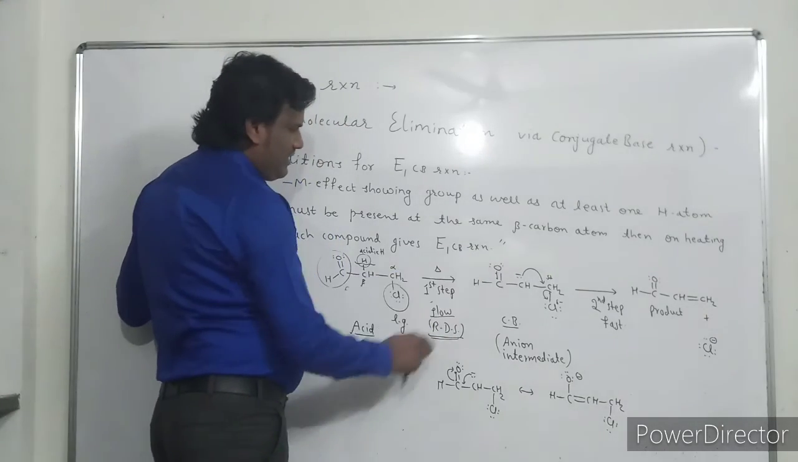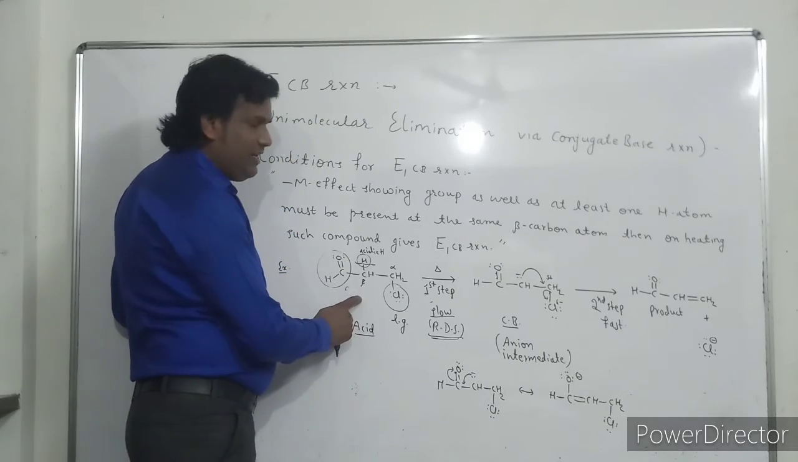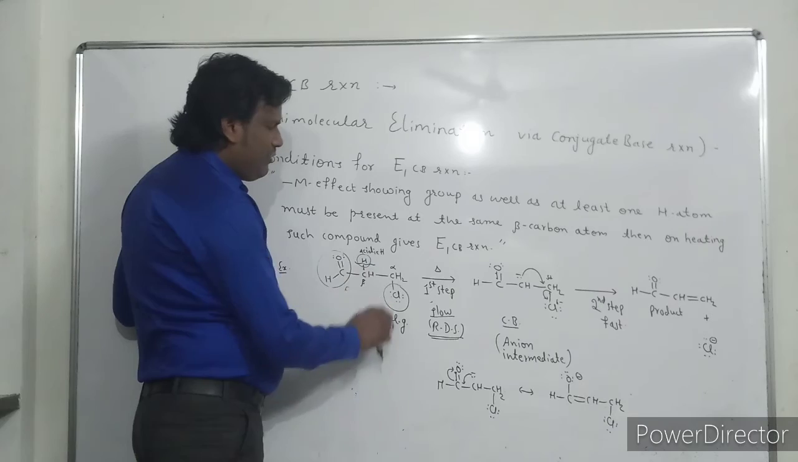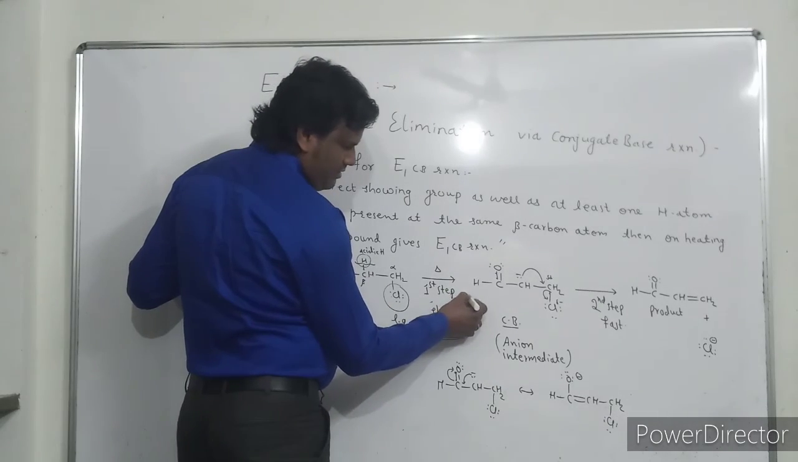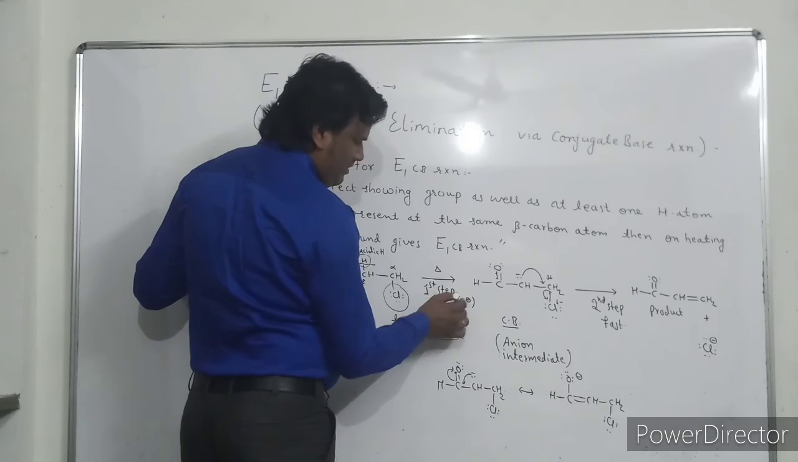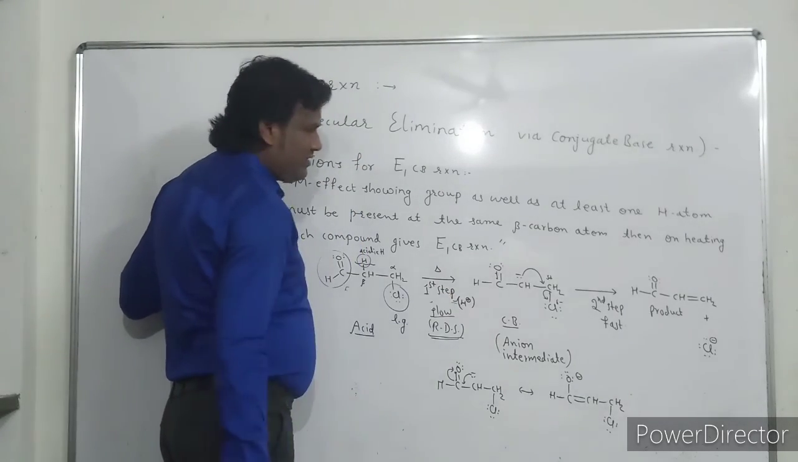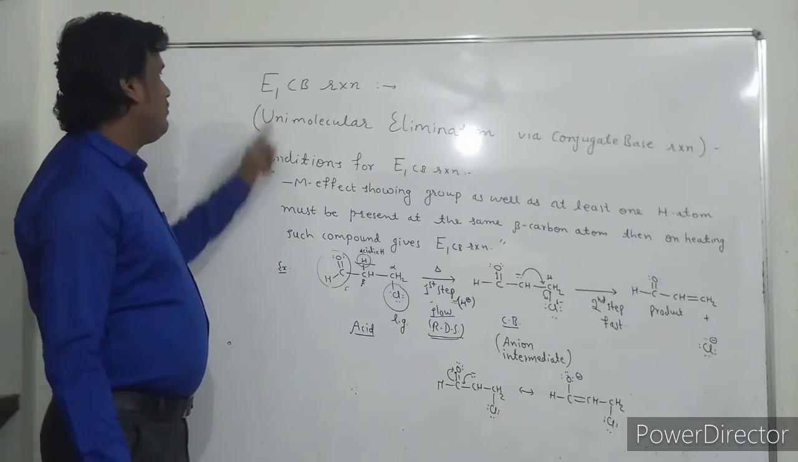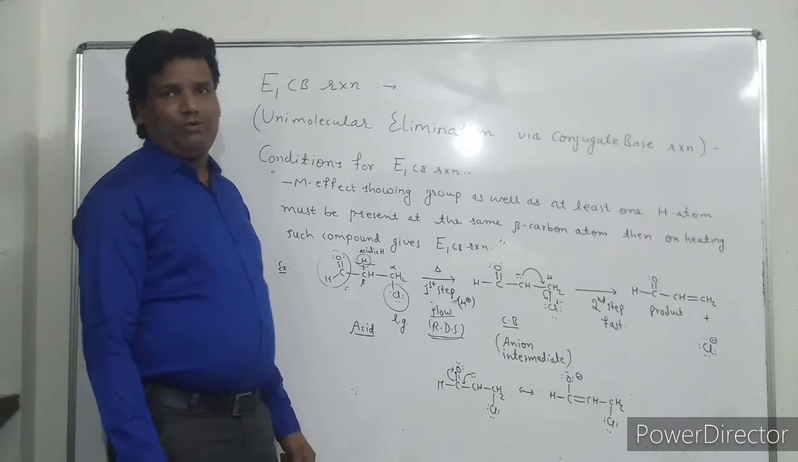In the rate determining step, only one molecule is being used, so this is called a unimolecular reaction. An HCl molecule is being eliminated, therefore it is called an elimination reaction. Thus overall it is called unimolecular elimination via conjugate base. This was all about the E1CB reaction.